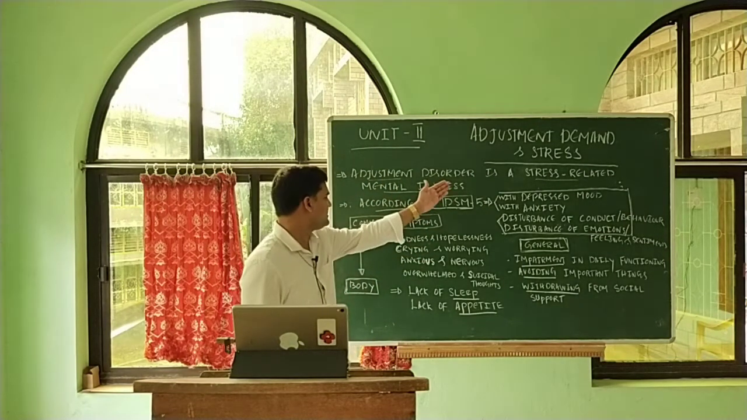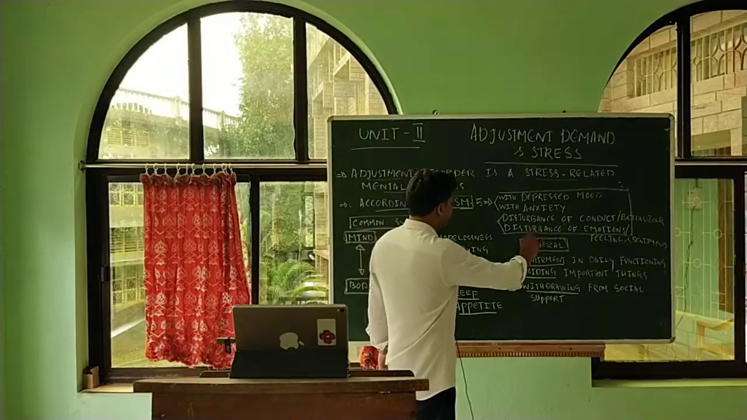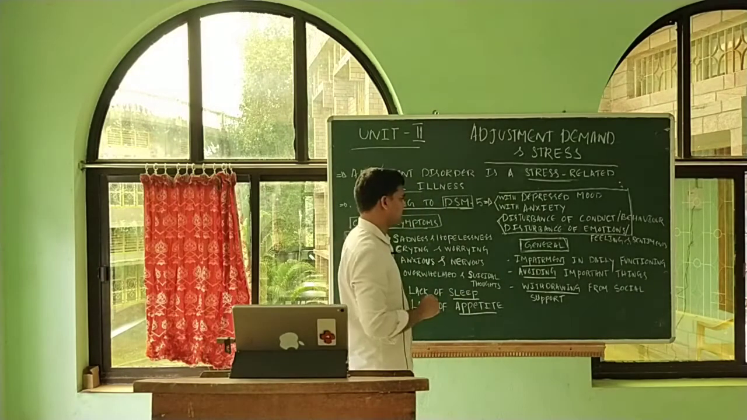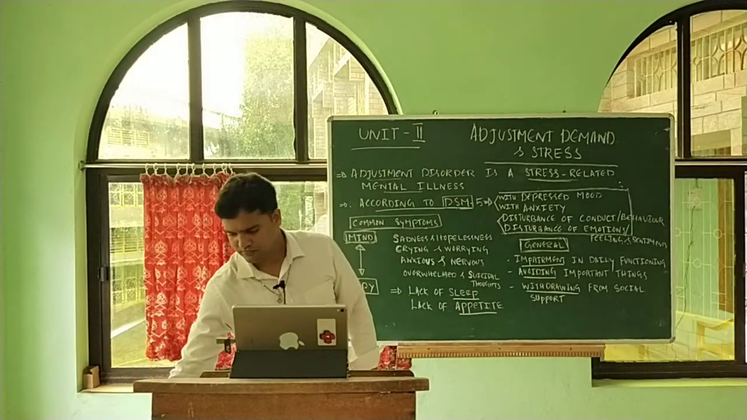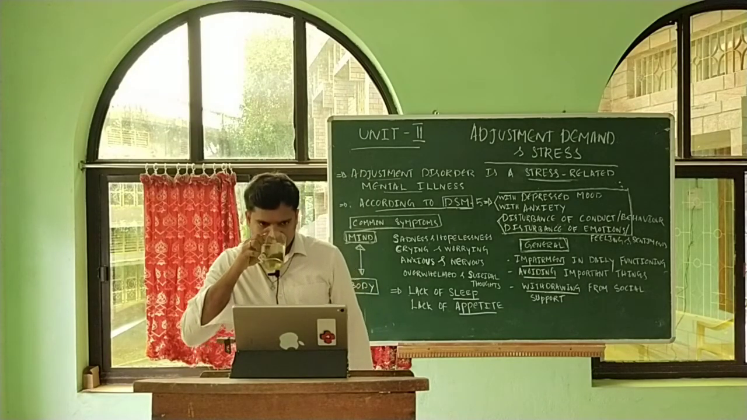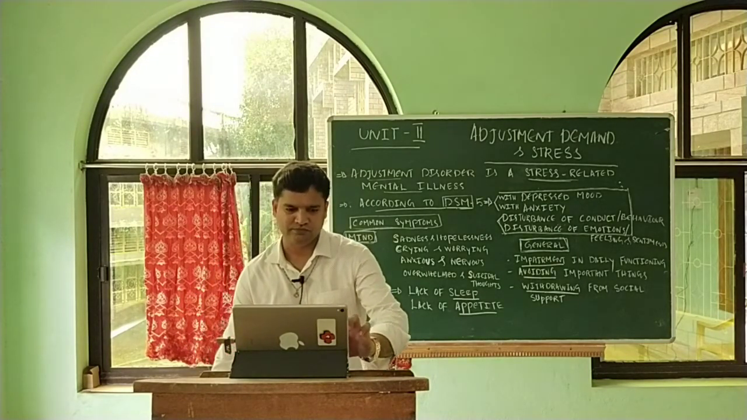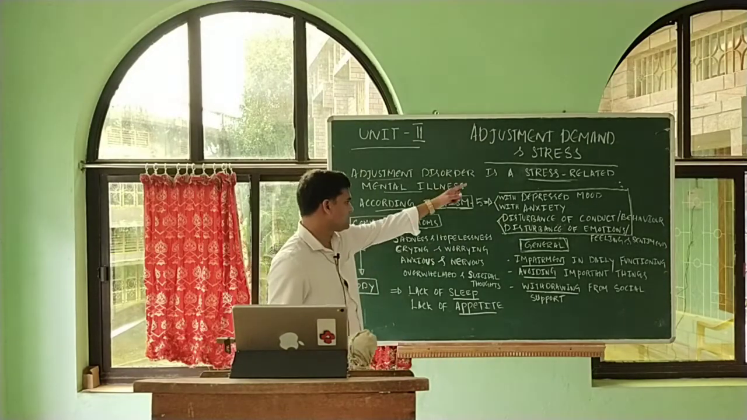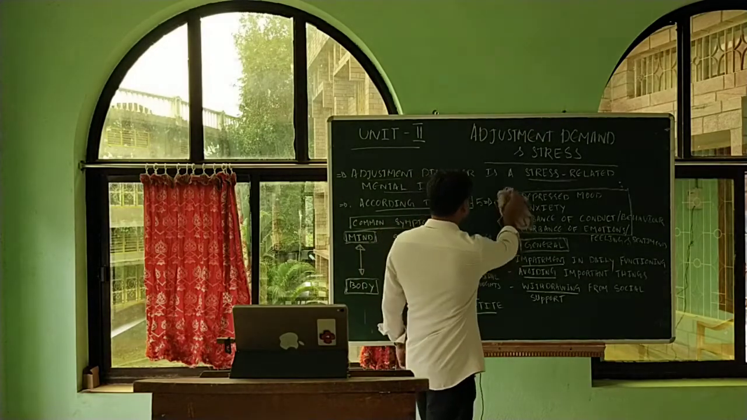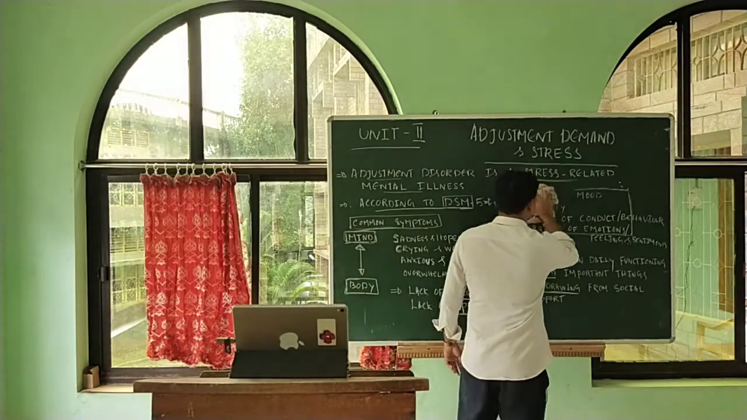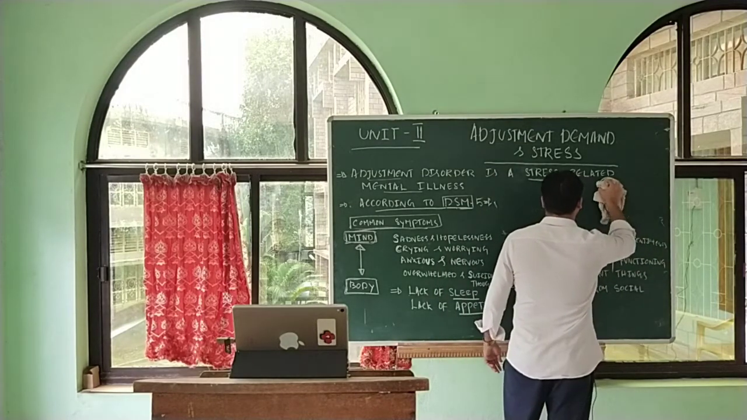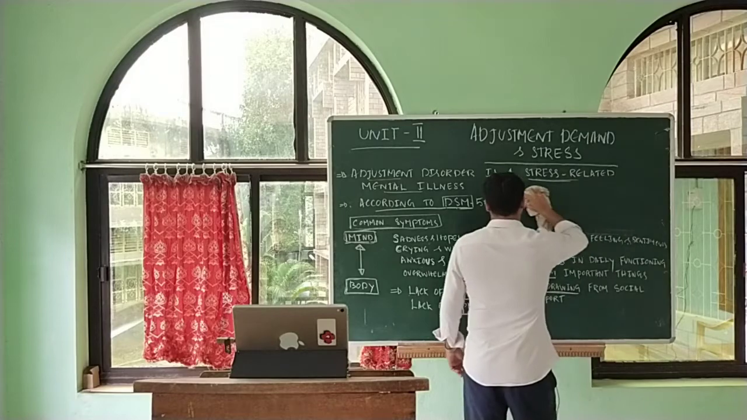So this in general is how we understand adjustment disorder. It is a stress-related mental sickness. Basically, it is due to stress. Since we are talking about stress, there are always stressors. What can be some of the common stressors which might lead the person to develop this adjustment disorder?